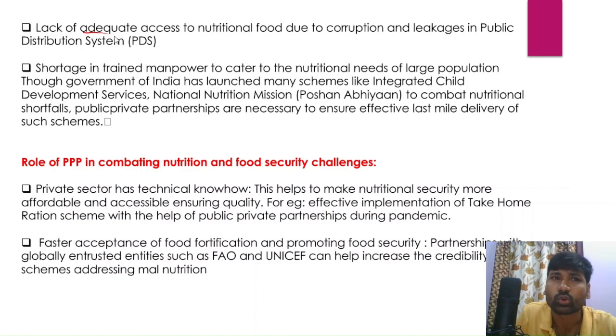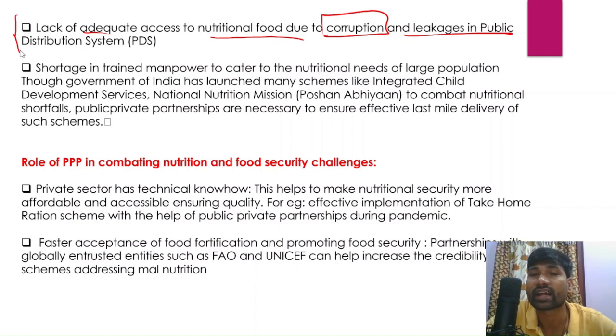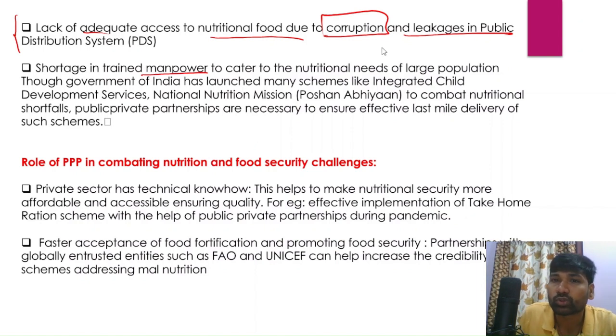So those challenges include lack of adequate access to nutritional food due to corruption within the public distribution system, and leakages which are present in the public distribution system as well. And in fact, the exclusion errors and the introduction of Aadhaar-based biometric authentication systems, all these problems are also leading to inadequate access to food grains. And other challenges include a shortage of trained manpower to cater to the nutritional needs of a larger population.